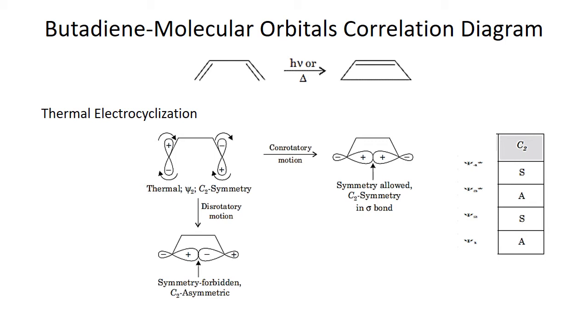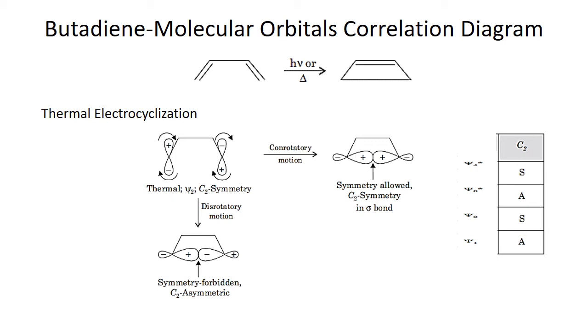In thermal electrocyclization, we are talking about only those p orbitals that are going to form the sigma bond. So we shall only talk about the terminal carbon atoms and their p orbitals. Here, because it is a thermal reaction, the electrons are in their normal ground state, so the HOMO shall be psi2. In the case of psi2, we know that it has C2 symmetry, that is, it is symmetrical with respect to the C2 twofold axis of symmetry.